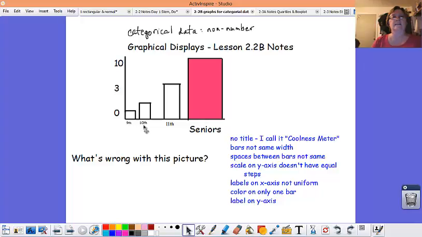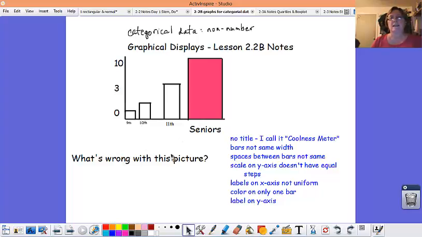Font is super tiny here. It grows a little bit each time, but finally seniors is huge. Seems like we're trying to draw some attention to the seniors part of this graph. There's a color only on one bar. Folks, that really isn't fair either. That means all these others pale in comparison, if you will.